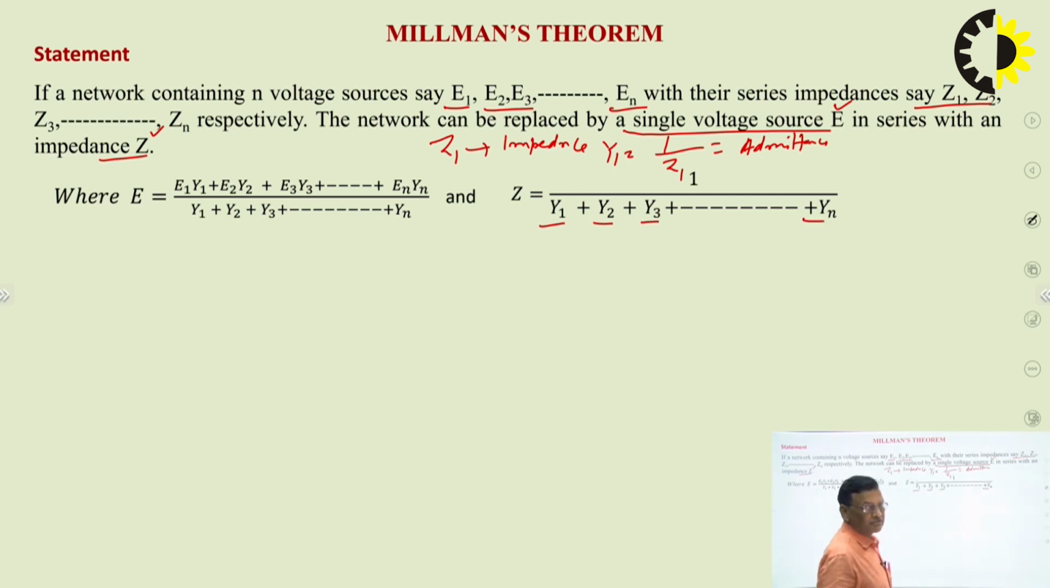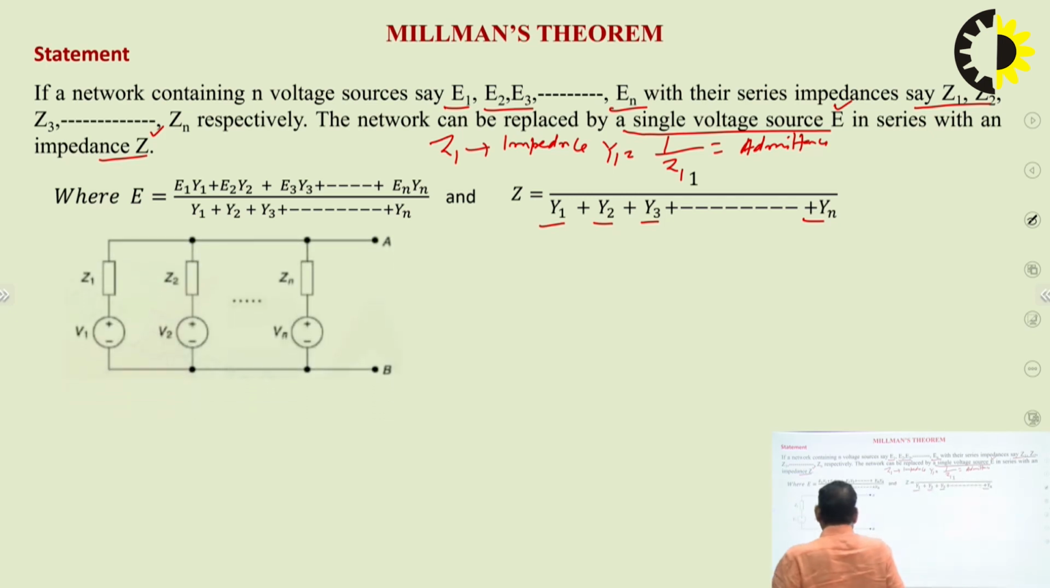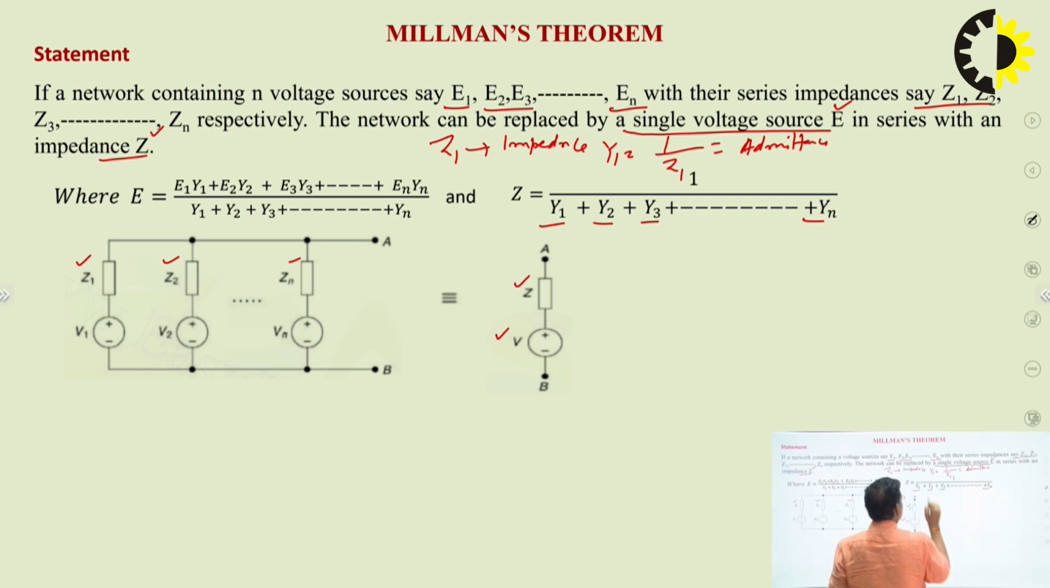So, this way, a network containing n number of voltage sources with their series impedances can be replaced by a simple network containing a voltage source E in series with an impedance Z, and the values of E and Z can be calculated by using these relationships.